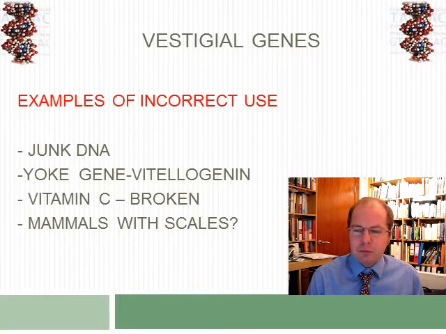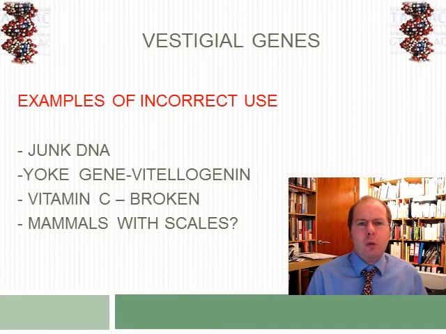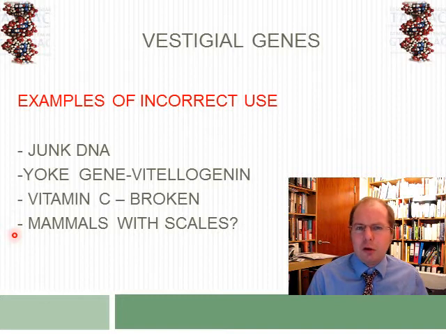The second thing I'd perhaps just mention there is, why is it, given the size of the human genome, given the fact we sequenced it, given the vastness of it, that the same examples keep coming up? The broken vitamin C gene, the yolk gene, which is actually an egg yolk precursor, which is actually a transporter molecule.